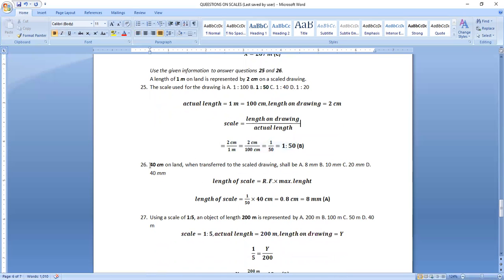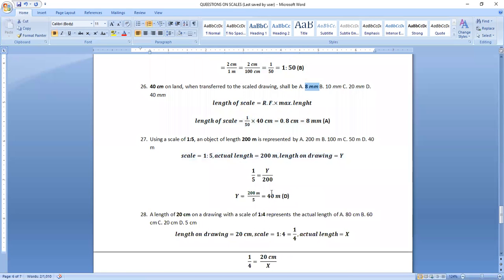Then question 26 says that 40 centimeters on land, when transferred to the scale drawing, shall be. Here we have that length on scale is equal to RF times maximum length, and that gives us length on scale equal to 8 millimeters. Option A gives us the answer to that question.